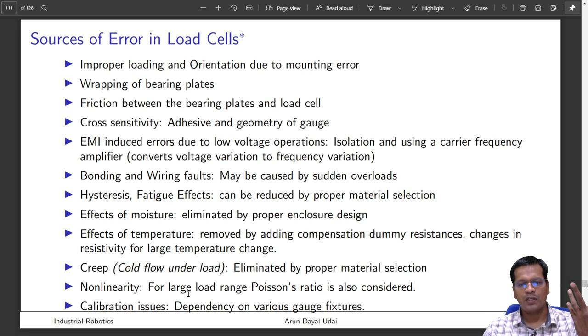Non-linearity is there for large load. Poisson ratio is also considered. These are for very, very strong loads. If you want to measure, you should take care of any lateral deformation apart from longitudinal deformation. So that is why the Poisson ratio also comes into the picture. There may be some calibration issues. So these are some of the sources of error.